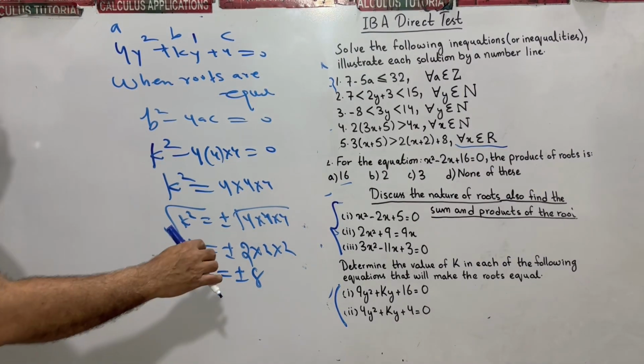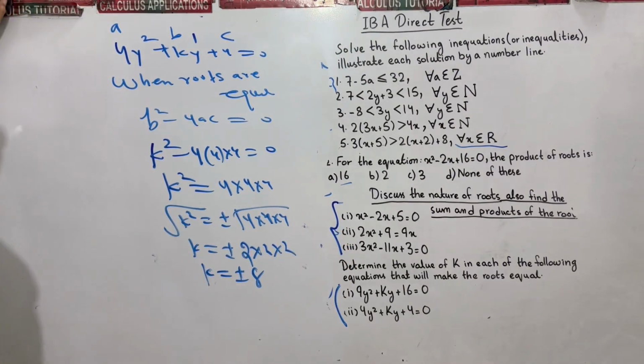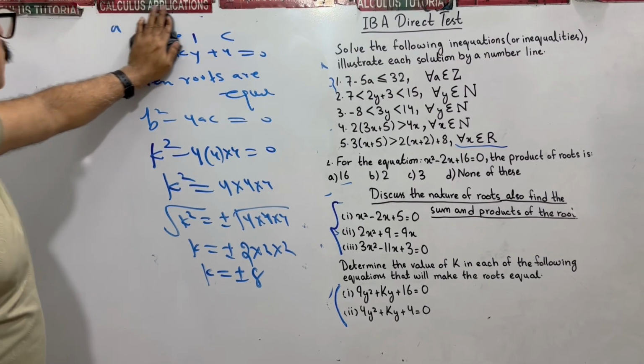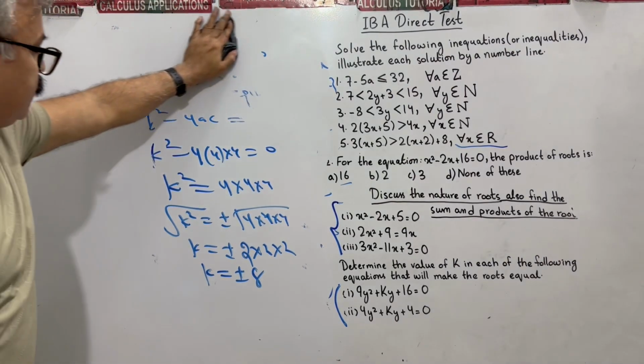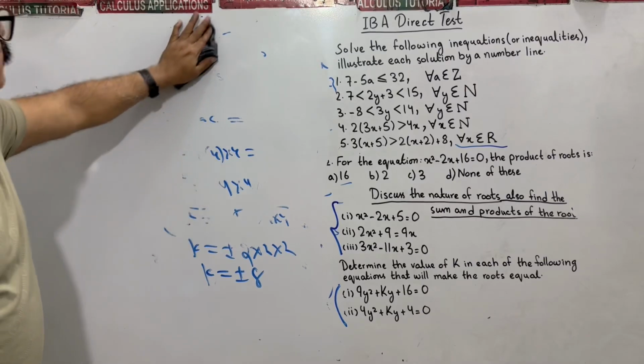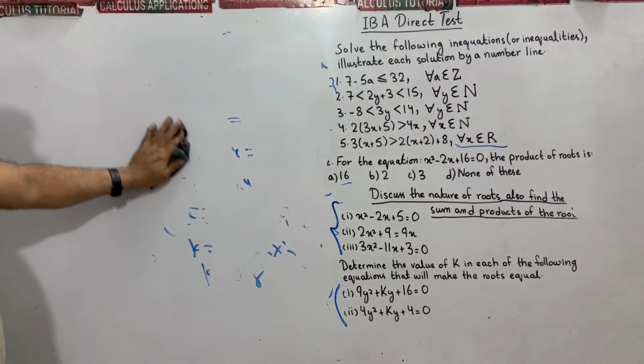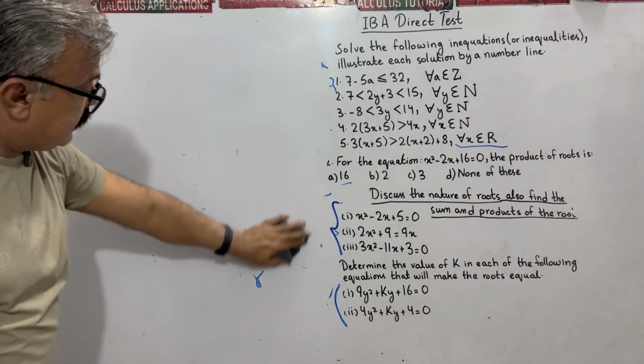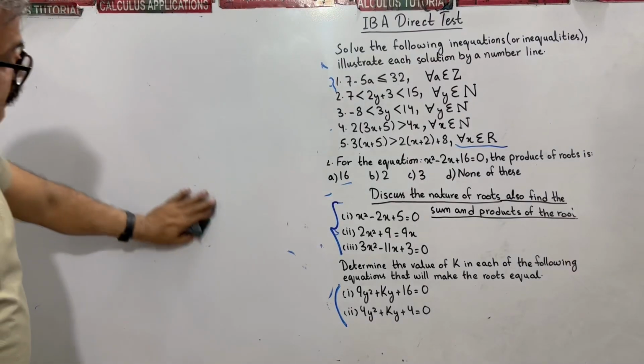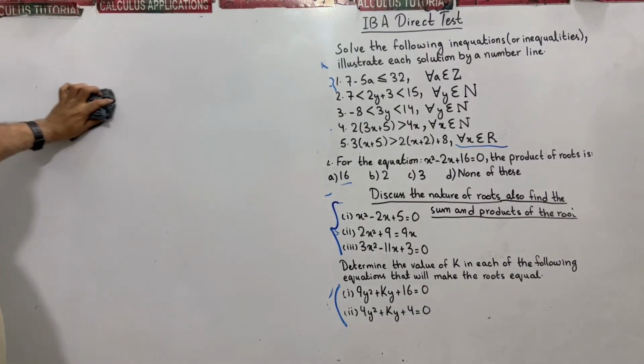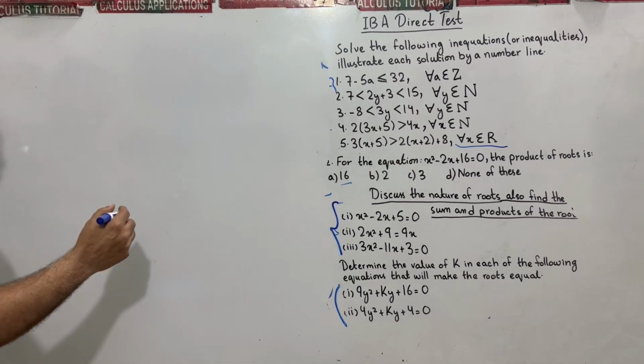We are also asked to find the nature of the roots. Let me give you an idea about the nature of roots. Roots are equal, that is one nature of roots. Roots are real and different. Roots are rational. Roots are complex conjugate. These are also natures of roots.